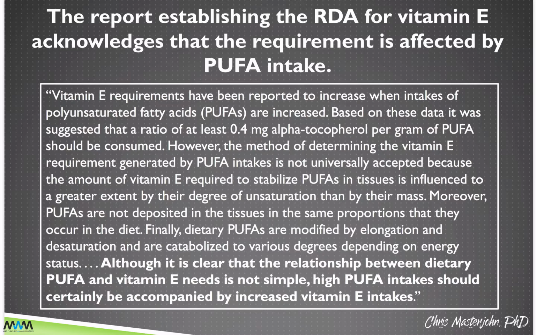They go on. Finally, dietary PUFAs are modified by elongation and desaturation. That means you can eat linoleic acid, but then you can make it longer and introduce more double bonds and turn it into something like arachidonic acid, which is more vulnerable to peroxidation. Or you can consume something like alpha-linolenic acid from flax oil and convert it to EPA or DHA, which is longer and has more double bonds and is more vulnerable to peroxidation.